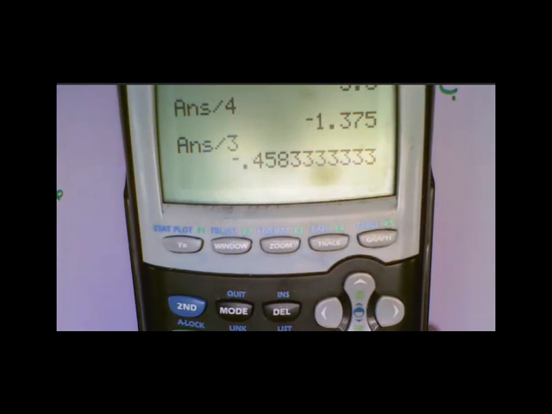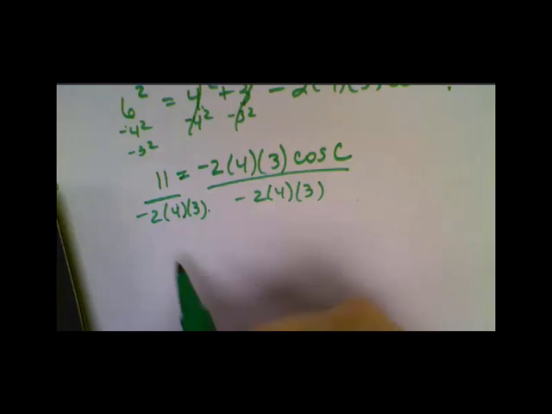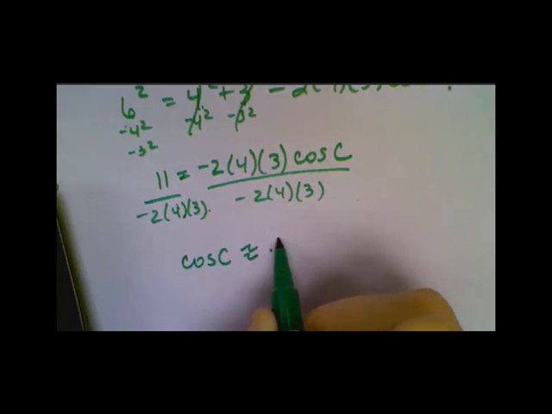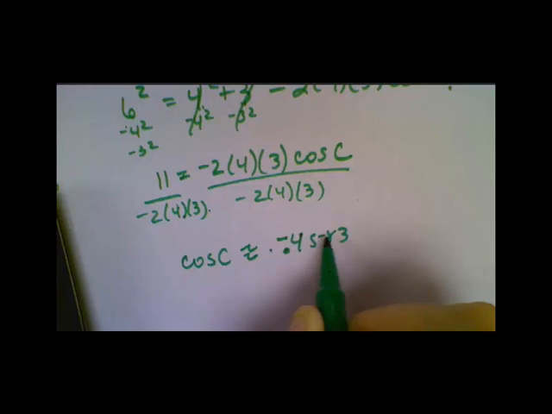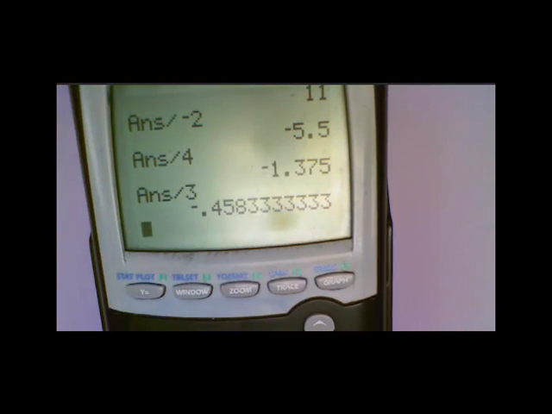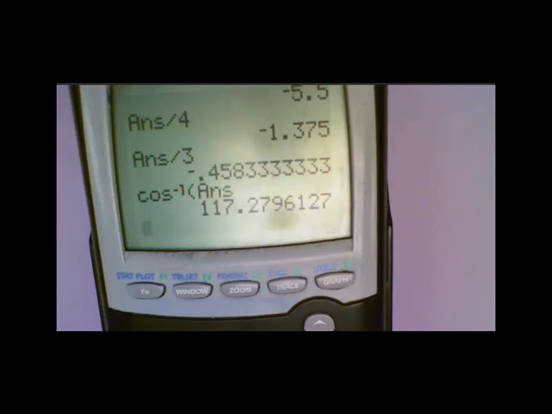So that's what the cosine is equal to, -0.4583. Again, I don't need you to write that down, but that's what you've got on your calculator. -0.4583, and so on. It goes on forever. And now I want to know what that angle is. So now I'm going to take second cosine of my answer. And I get that angle C is an obtuse angle.